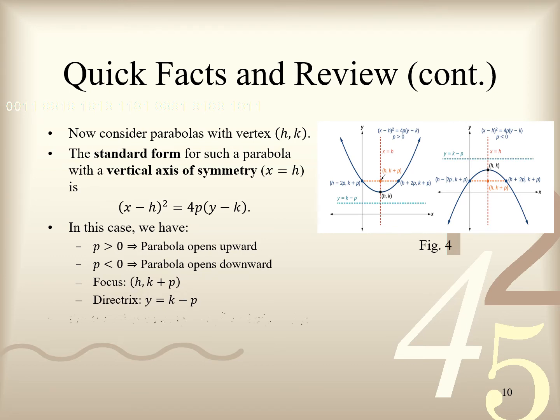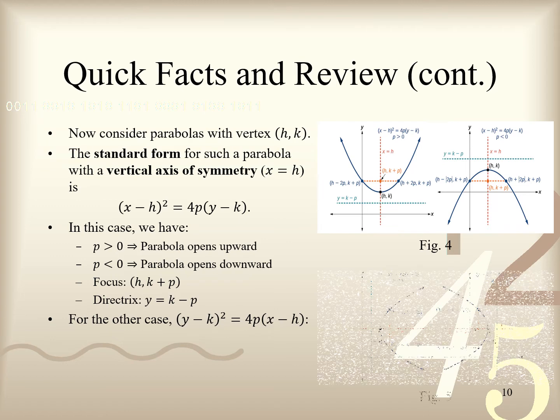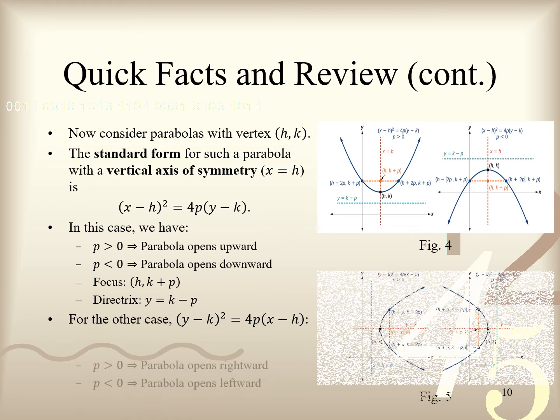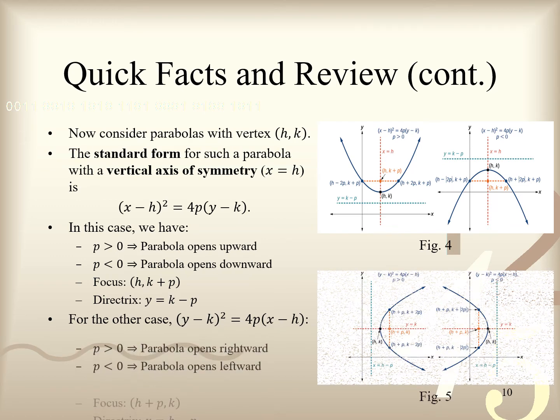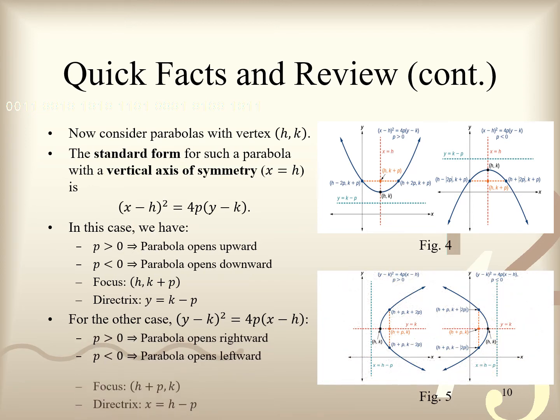For the other case, where the parabola has a horizontal axis of symmetry, that is, the line given by the equation y = k, the standard form equation is (y - k) squared equals 4p times (x - h). In this case, if p is strictly positive, the parabola opens to the right, while if p is negative, the parabola opens to the left.